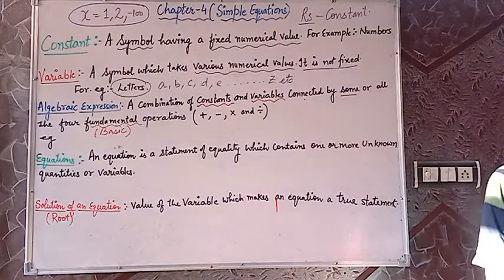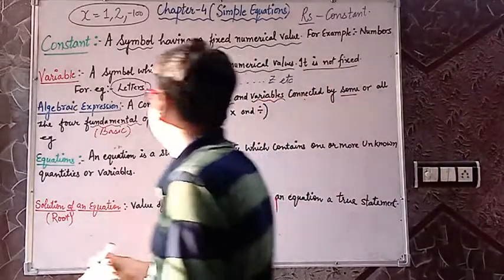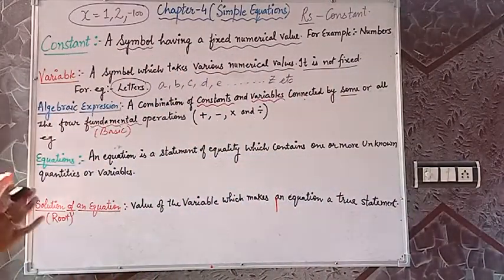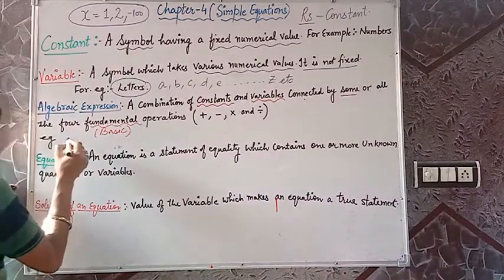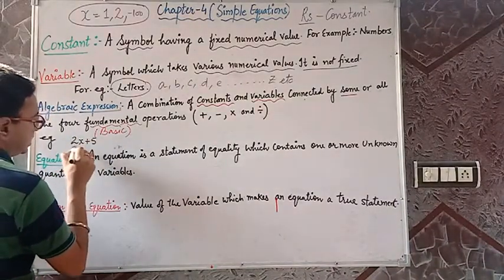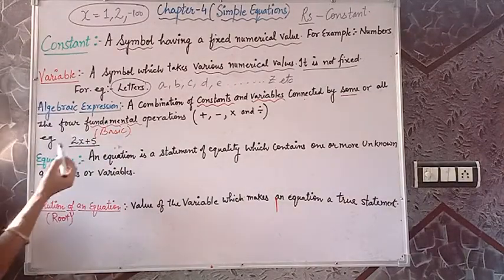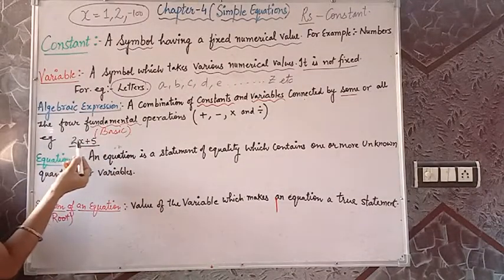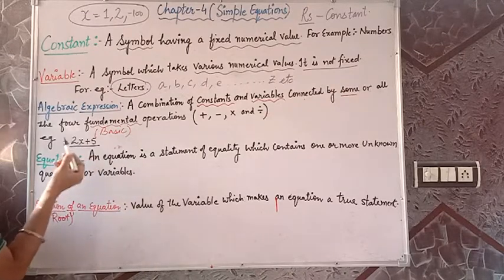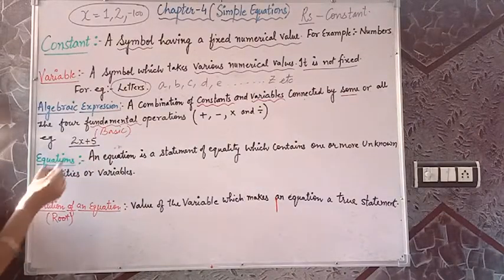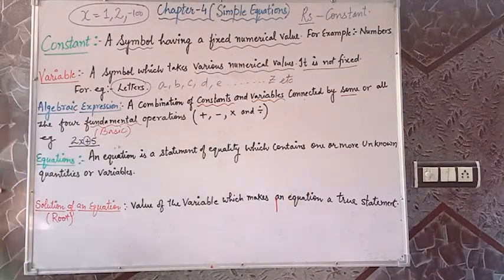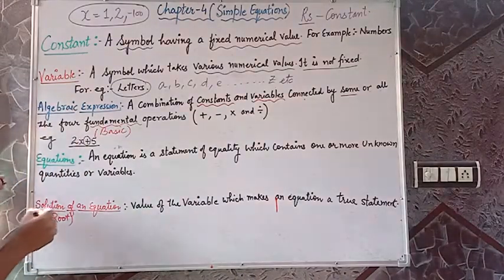Let's see an example of an algebraic expression. It's a combination of constants and variables connected by some of the 4 fundamental operations. Let me write 2x plus 5. Yes, it's an algebraic expression. Why? 2 is a constant, then the variable, then a sign, and again a constant. A combination of constants and variables connected by some of the 4 fundamental operations is known as an algebraic expression.